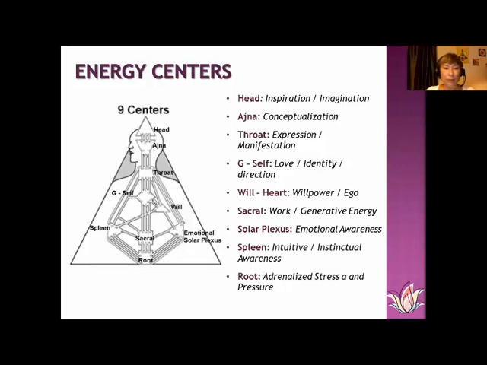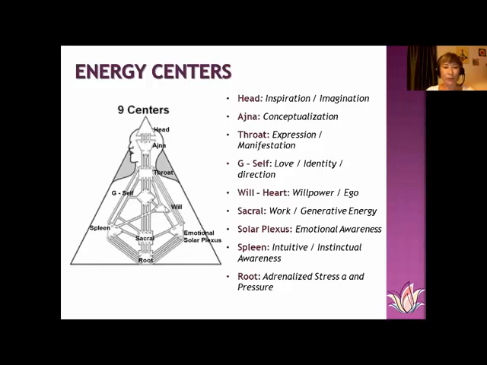Moving down to the diamond, that would be roughly in the center of the chest. This is the center of self, or it's also known as the G center. It's the center for love, identity, and direction. So if it's defined, you have a fixed sense of how you love, who you are, and your direction in life. If it's undefined, you have a lot of variability in how you experience love, how you show up in your identity, and what directions you can take in life.